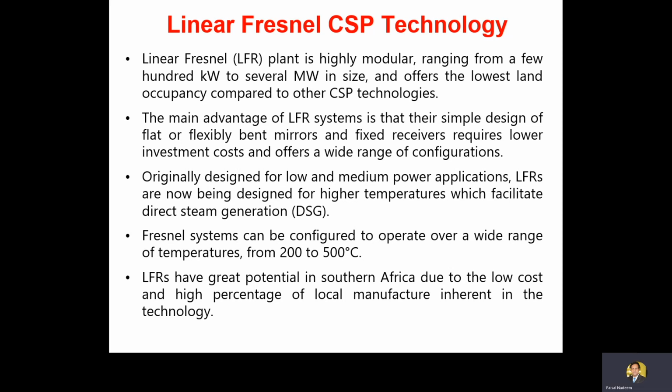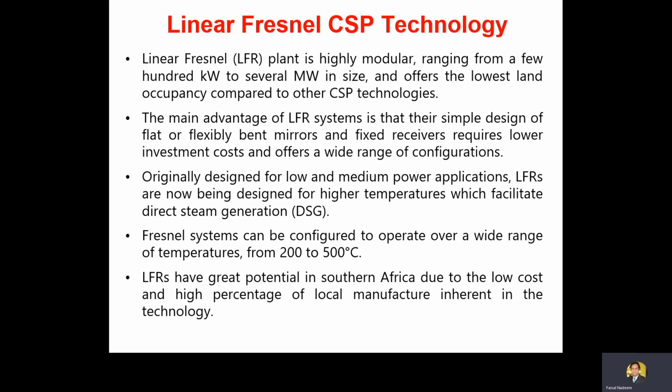Furthermore, these are highly modular, that is, they can be easily placed or moved from one place to another. They can be built from a few hundred kilowatts up to several megawatt sizes and offer the lowest land occupancy compared to the other CSP technologies. The main advantage of linear Fresnel CSP technology is that their simple design of flat or flexibly bent mirrors and fixed receivers requires lower investment cost and offers a wide range of configurations.